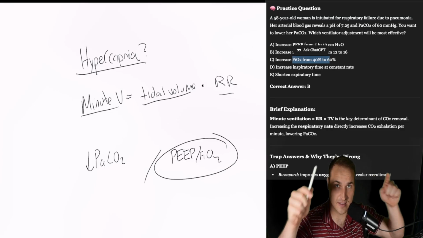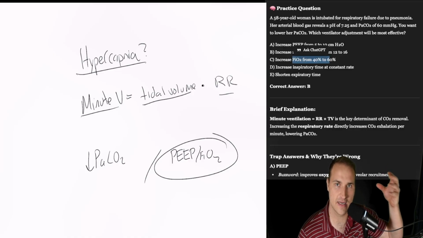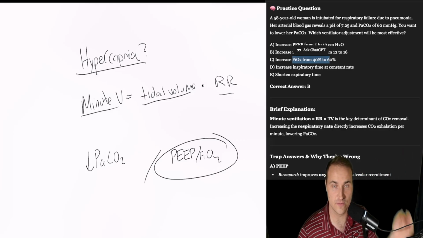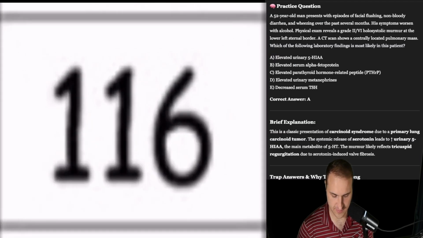In your head, separate the two things, oxygenation and ventilation. Ventilation is about getting CO2 out, and that depends on the minute ventilation, which is your tidal volume and your respiratory rate. And so the answer to this question is going to be one of those two variables, which together comprise your minute ventilation. All right, there's 115. Now let's go on to 116.